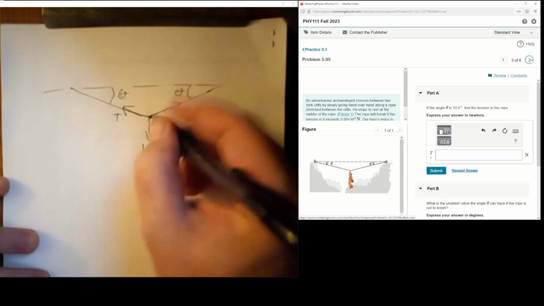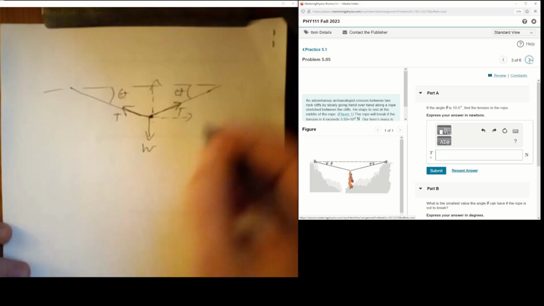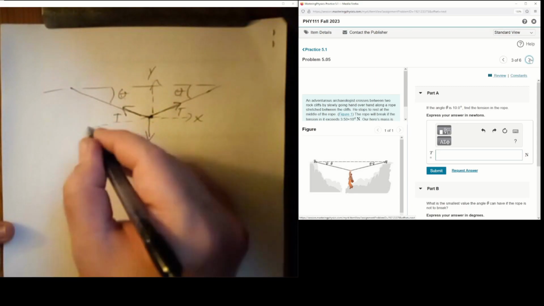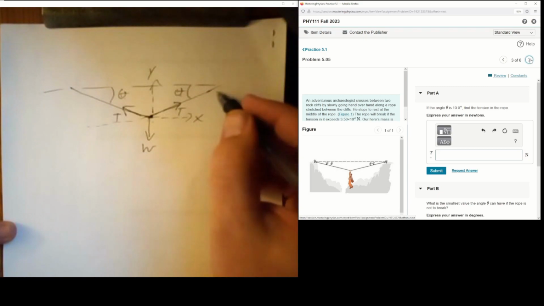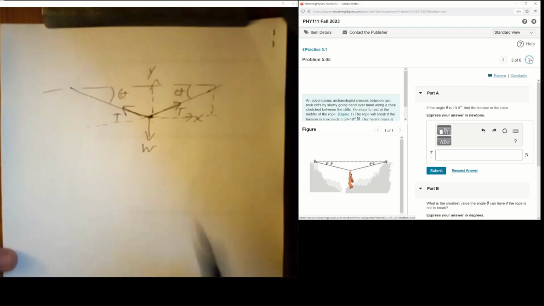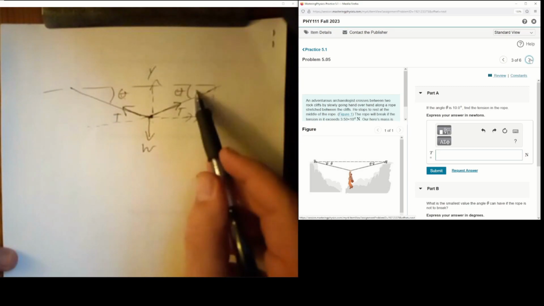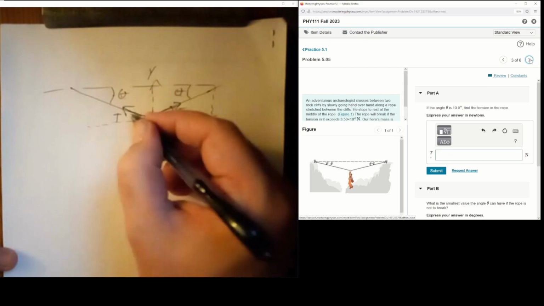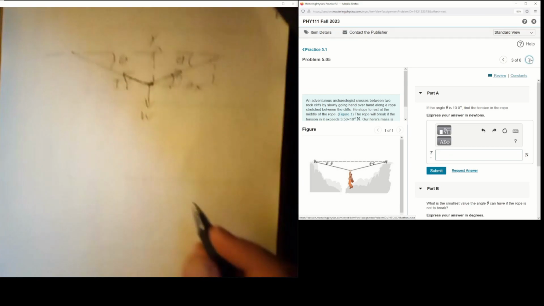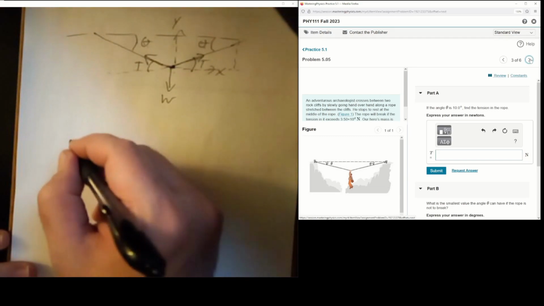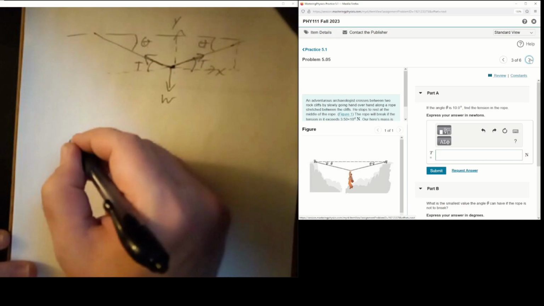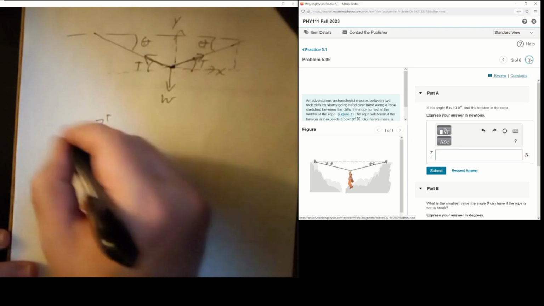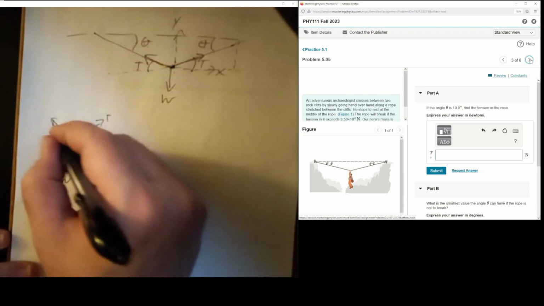Put down a coordinate system, and get these angles into the right spot on our coordinate system. So here's my rectangle. This angle here goes here, and this angle goes here. So just to write a cleaner picture there, we've got weight going down, tension going here at our angle, and another tension here going at that angle.